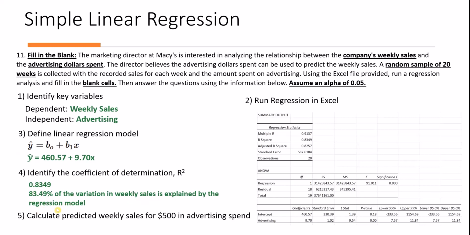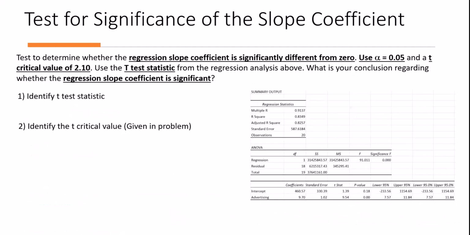And the next step, let's plug in our $500 for our advertising spend to calculate our predicted weekly sales. We're going to take the intercept of $460.57 plus 9.70 times the $500 for x. So you plug in $500 for your x variable, and we get a predicted weekly sales of $5,310.57.